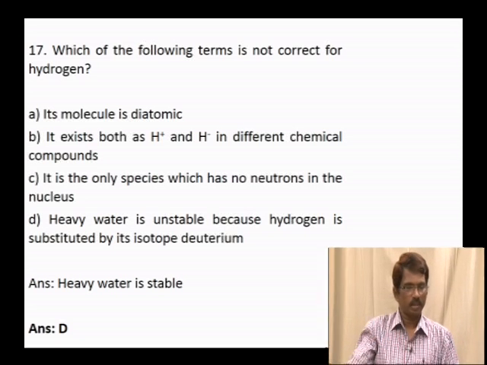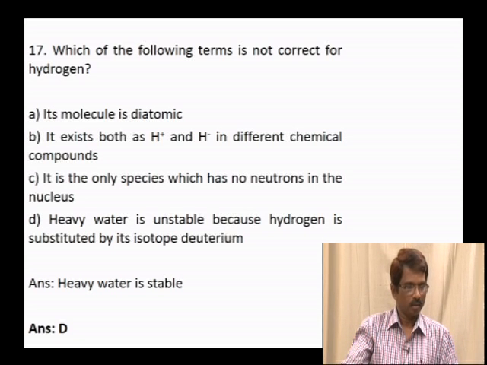And in the question number 17, which of the following terms is not correct for hydrogen? Its molecule is diatomic, which is very much a correct statement, because the formula of hydrogen is normally H2. It exists both as H plus and H minus ion in different chemical compounds. Definitely that is also a valid point. It is the only species which has no neutrons in the nucleus, that is protium or 1H1 has 0 neutrons in its nucleus.